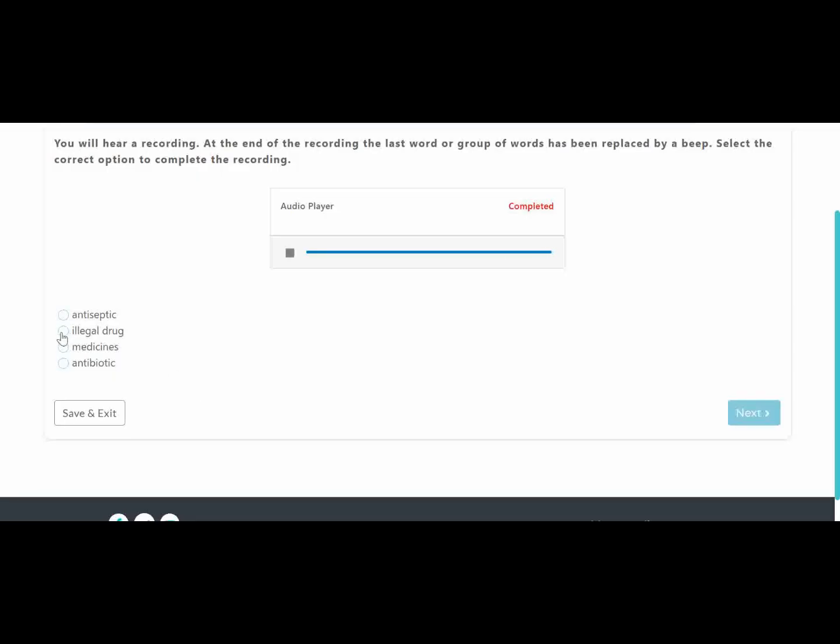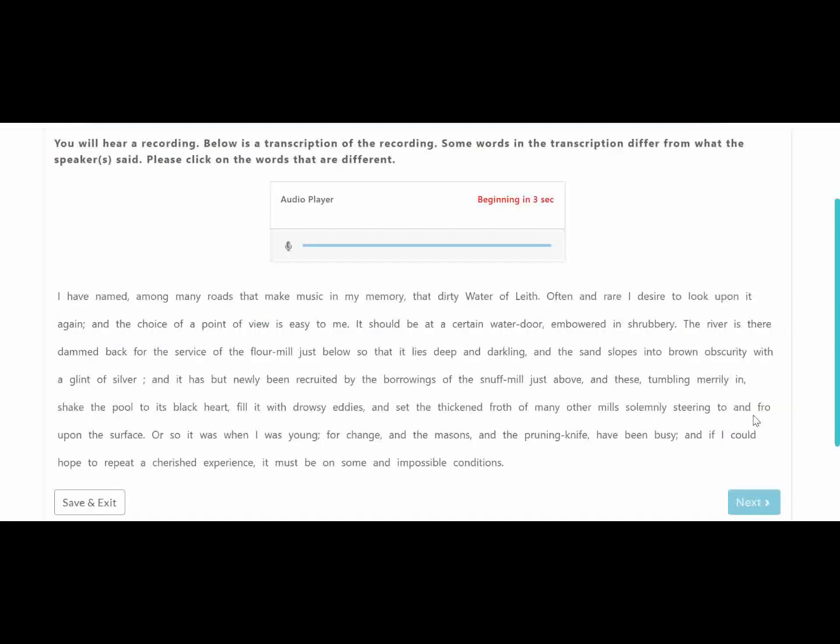So I think illegal drug is the correct option. Highlight incorrect word, most important task.